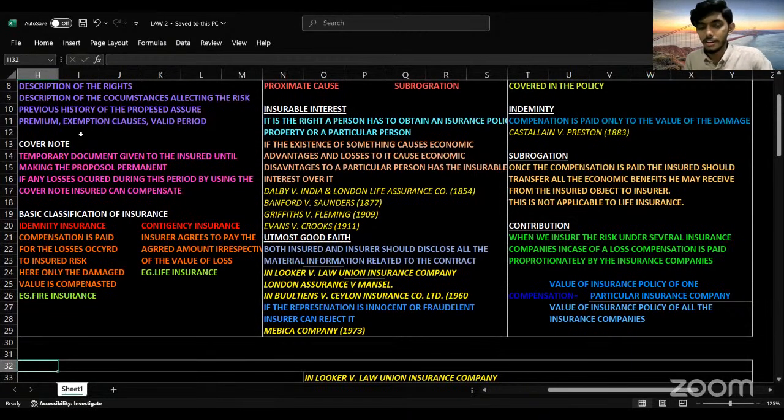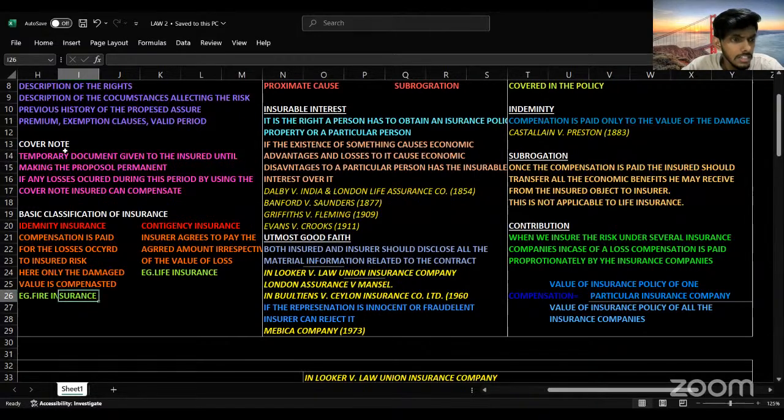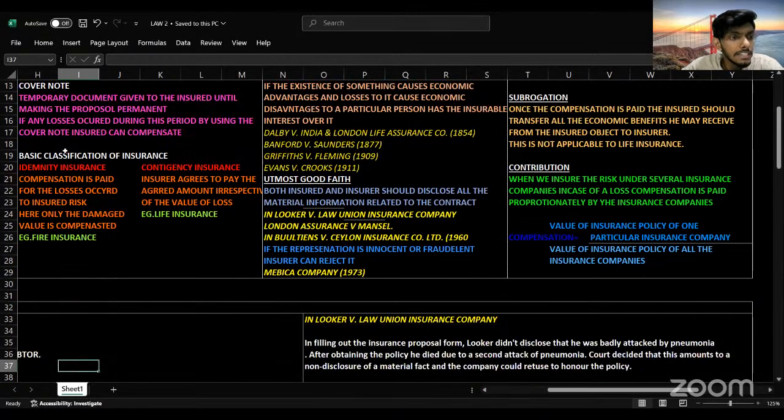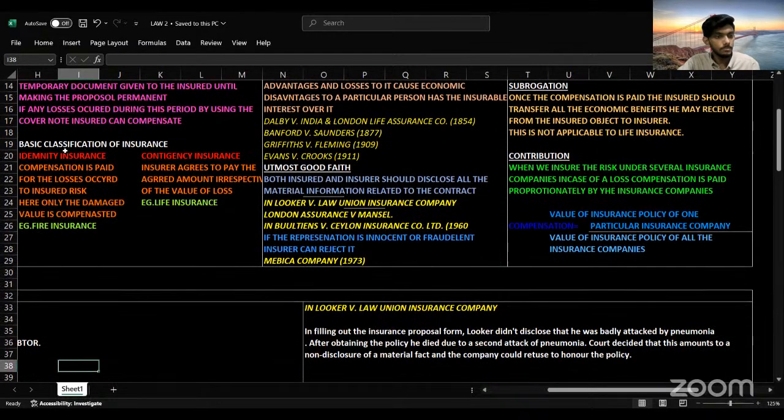I told you right, my insurance certificate will be issued after the insurance agreement and all those things. Now still we are in the proposal stage. So the temporary document is the cover note. Basic classification of insurance: we have indemnity insurance and we have what? Contingency insurance.